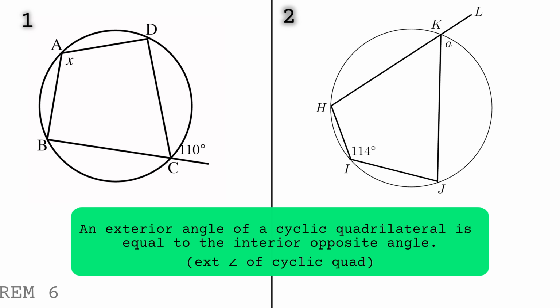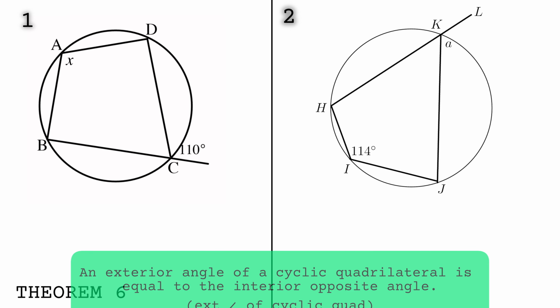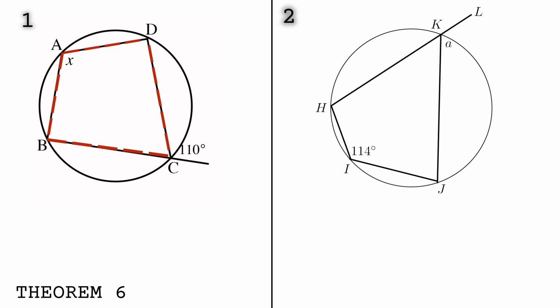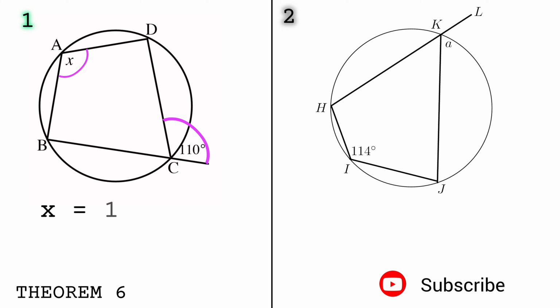Theorem 6 states that an exterior angle of a cyclic quadrilateral is equal to the interior opposite angle. So as long as you have a four-sided shape and all its four corners lie on the circumference of the circle, then the exterior angle is equal to the interior opposite angle. Therefore, this angle is equal to this angle, and the value of x is 110 degrees.